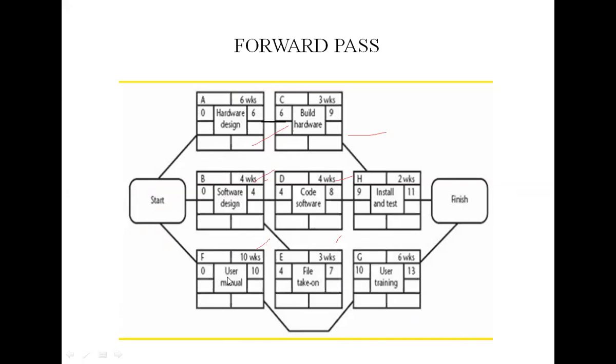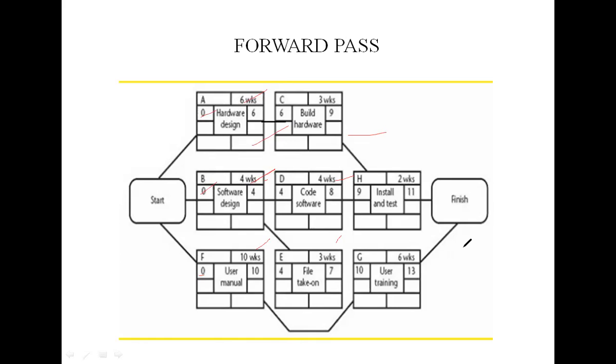So activities A, B and F start immediately. The earliest date for their start is 0. See here, this is 0, this is 0. So far, is everyone clear? This is 0, 0, 0. And activity A will take 6 weeks, it will finish in 6 weeks. Activity B will take 4 weeks, it will finish in 4 weeks. And F will take 10 weeks.